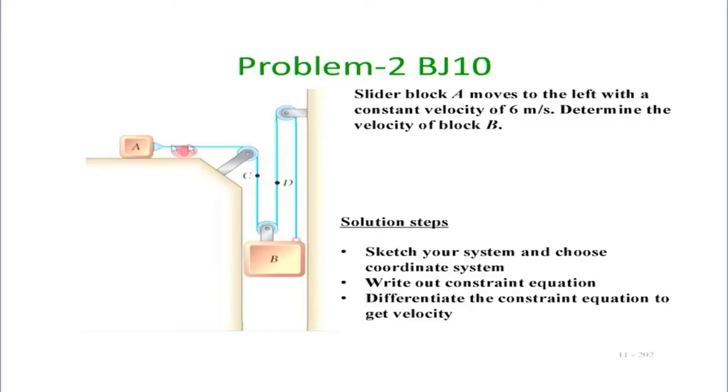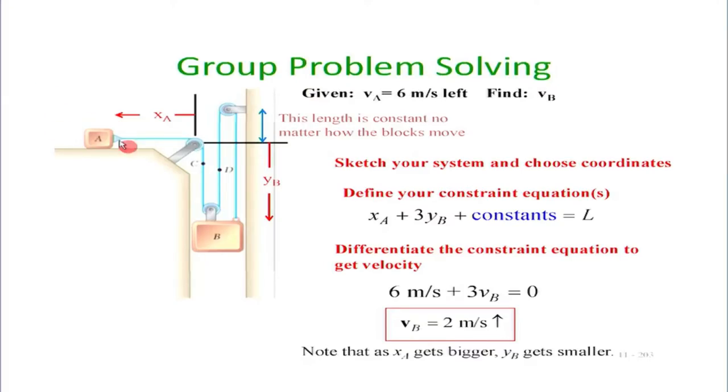But these are connected by inextensible strings, and as a result, what we note is that this is a 1 degree of freedom problem. Why? Because what is the constraint? That this portion remains always constant. The total length of the string is what? xA plus 2yB plus some constant, and this is equal to the length of the string.